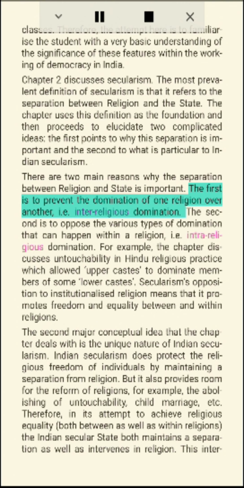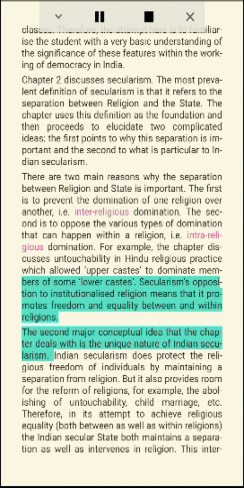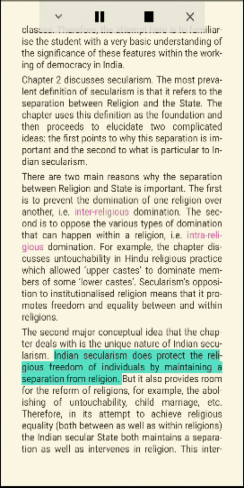There are two main reasons why the separation between religion and state is important. The first is to prevent the domination of one religion over another, i.e. interreligious domination. The second is to oppose the various types of domination that can happen within a religion, i.e. intra-religious domination. For example, the chapter discusses untouchability in Hindu religious practice which allowed upper castes to dominate members of some lower castes. Secularism's opposition to institutionalized religion means that it promotes freedom and equality between and within religions.